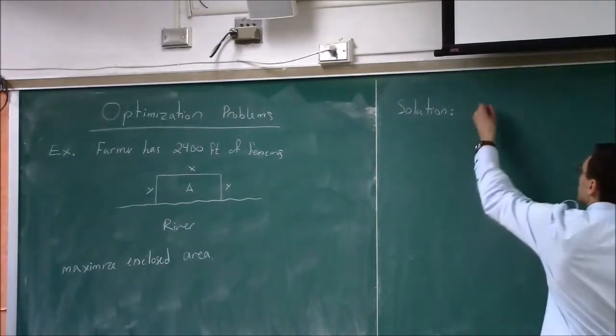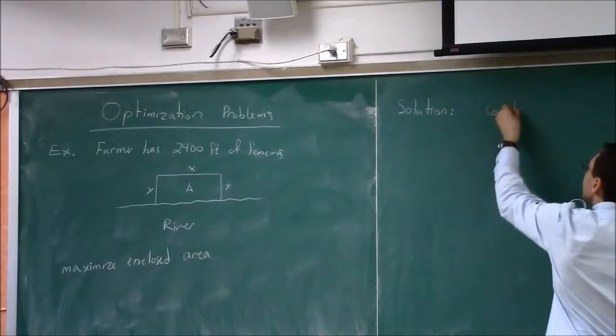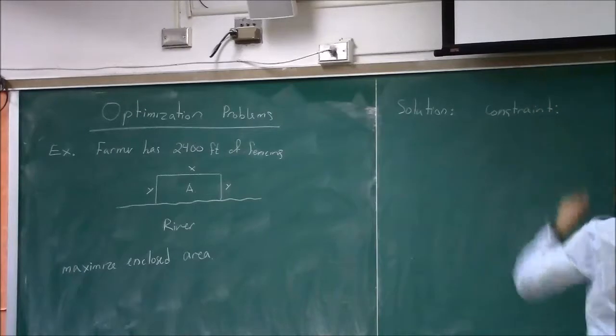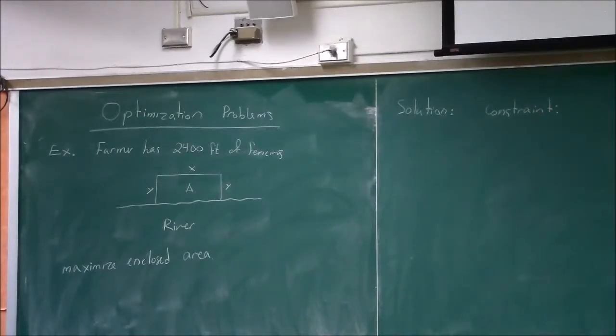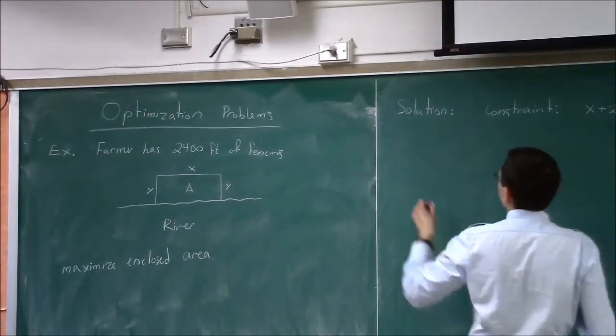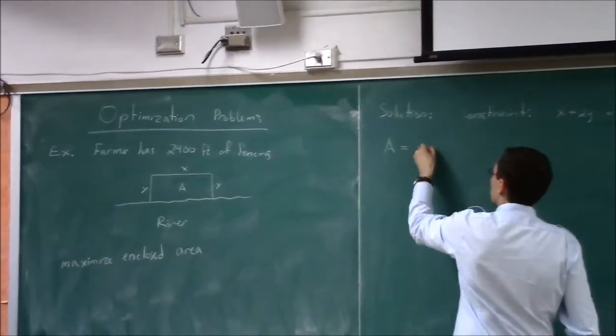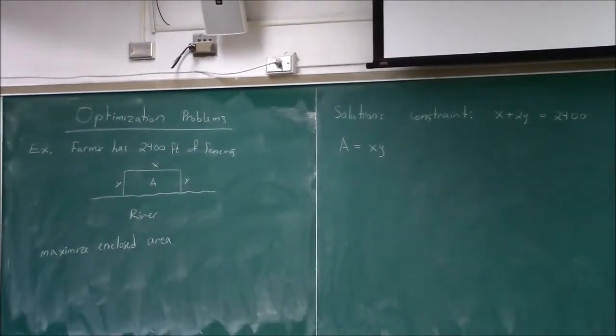So first we have a constraint. And what's the constraint? Exactly. X plus 2y is 2,400. And then what is area? Exactly. It's x times y. And that's what we want to make as large as possible.